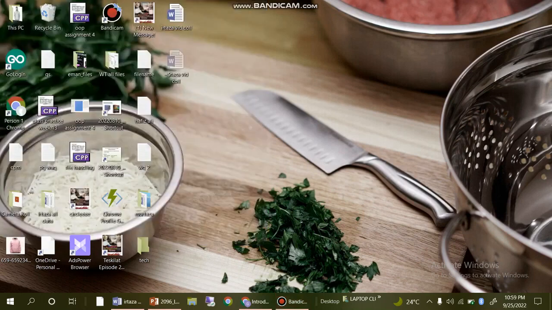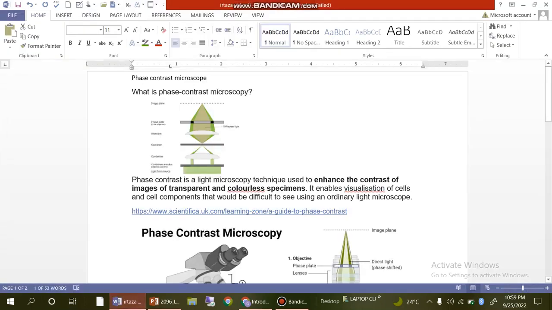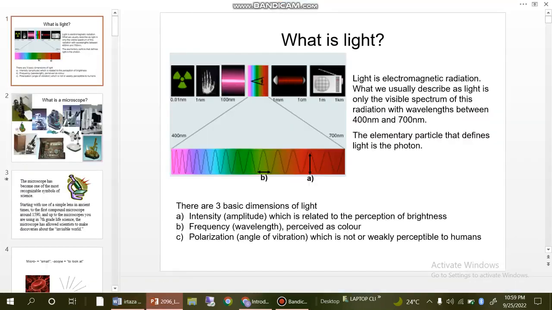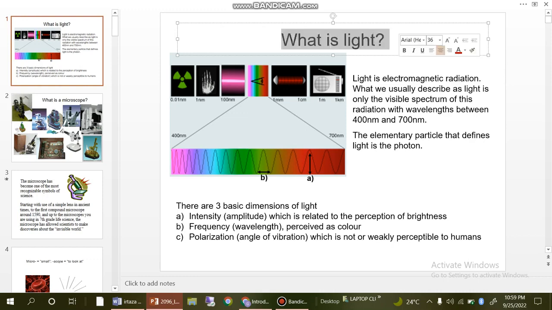In this video we will discuss the phase contrast microscope. What is the phase contrast microscope? Here you can see the phase contrast microscope. I also have PPT slides which give more detail about the phase contrast microscope.